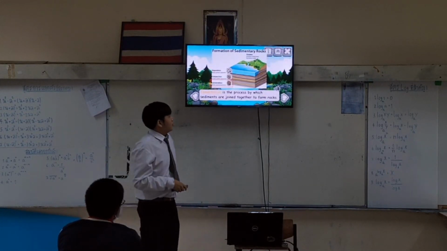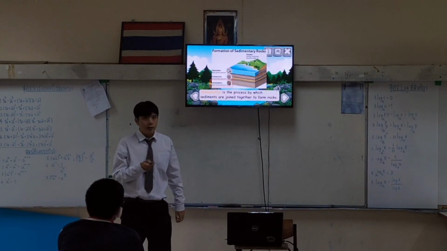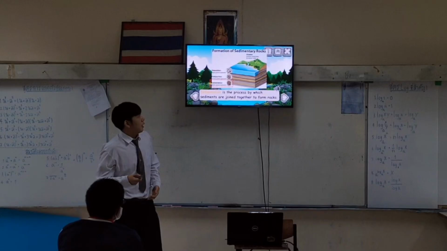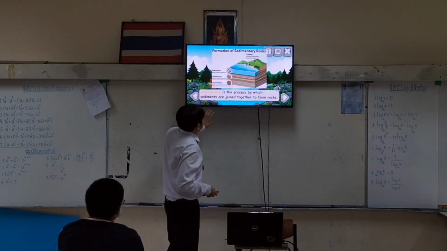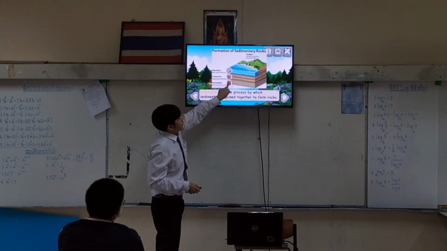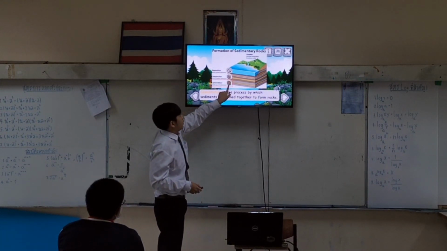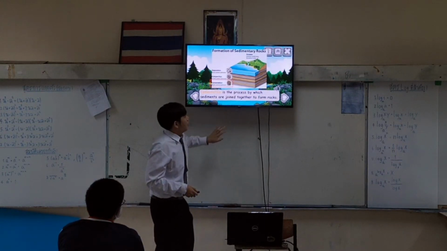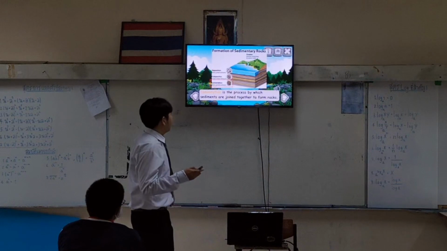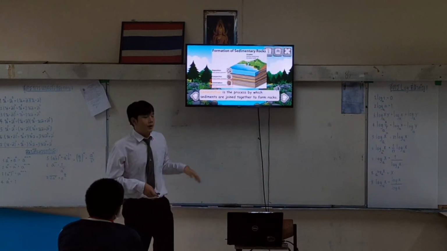Okay, like you see in the picture here. Let's see the sentence. Cementation is the process by which sediments are joined together to form rocks. Yes, that is what it is. In cementation, you will see the rocks here will stick together with the water, like I said, and it will join together to form our rocks. We will learn later what the rock is in this part.